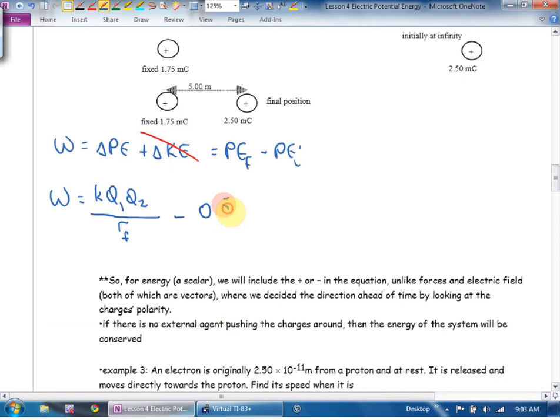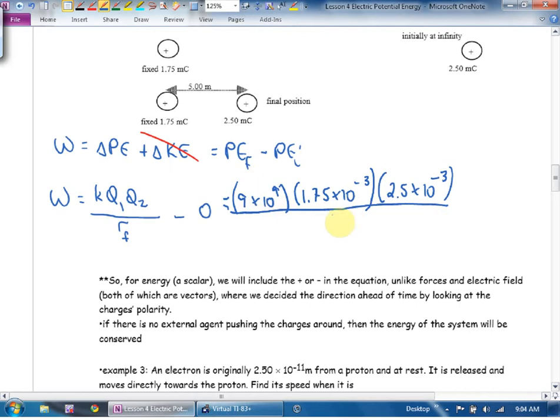I'm going to get 9 times 10 to the 9th. Big fixed charge is 1.75 times 10 to the negative 3. The moving charge is 2.5 times 10 to the negative 3. And we end up how far away? 5 meters away from each other. How much work will it take to move that charge from a long distance away into within 5 meters? Seven, eight, seven, five? 2 or 3 sig figs? 7,900 joules.